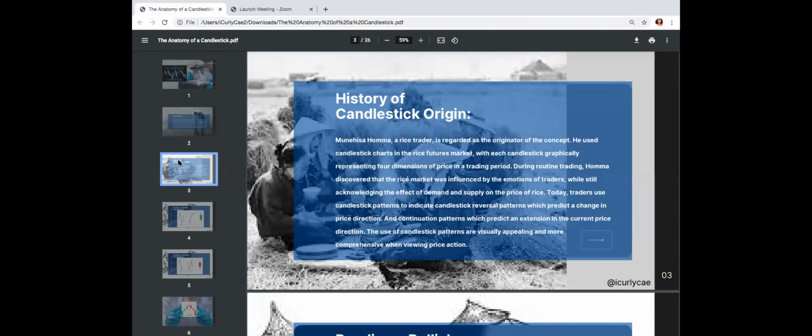All right. So let's get the boring stuff out the way. History of candlestick origin. So for some of you, this may not be boring, but Munehisa Homma, a rice trader, is regarded as the originator of the concept. He used candlestick charts in the rice futures market, with each candlestick graphically representing 4 dimensions of price in a trading period. So basically the open, the low, the high, and the close.